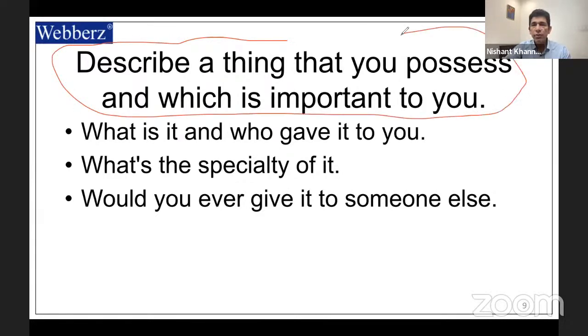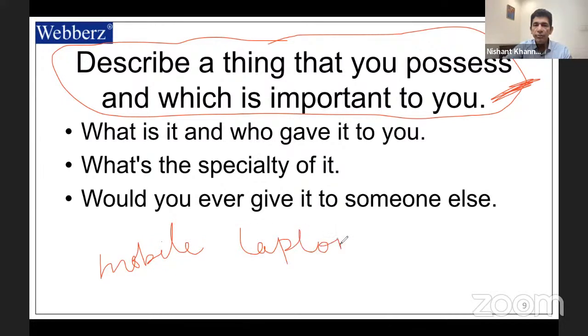Simply write the answer to this question. Describe a thing that you possess which is important to you. Just cover this. A thing that is important to you. Okay. You cannot speak mobile or a laptop because I have covered that. You cannot speak this. So write down the ideas in the chat box and I'm going to watch you and I'm going to see what you write, what you have in mind. So I'm going to check that.